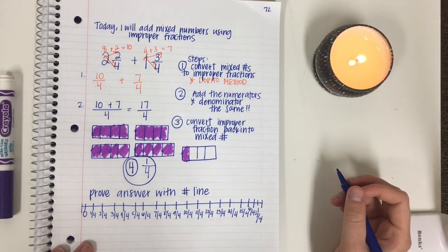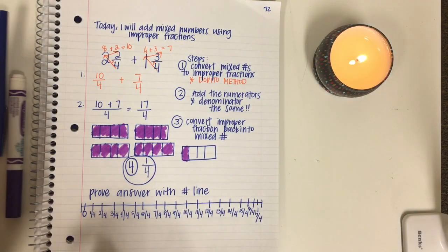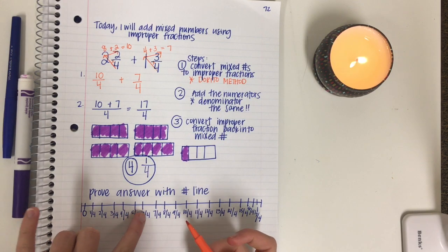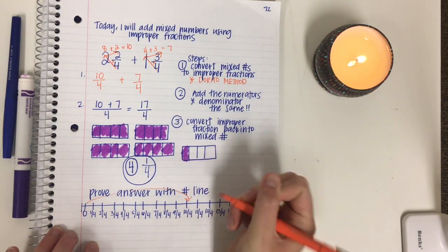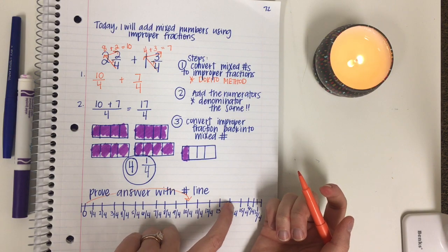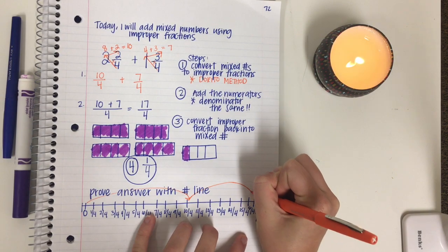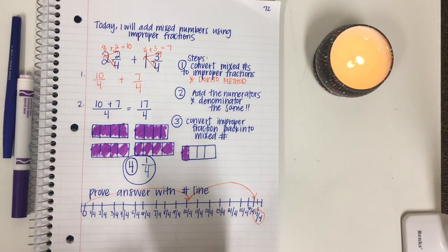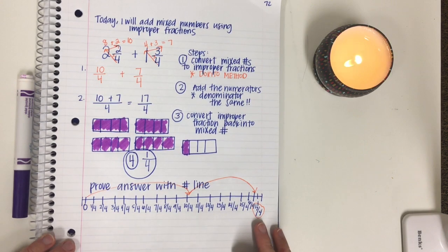Okay, I made it. Okay, so now we need to add up. So the first number I have is 10/4. So I have to go 1, 2, 3, 4, 5, 6, 7, 8, 9, 10. That's my first jump. Okay, second jump is 7. So 1, 2, 3, 4, 5, 6, 7, making 17 fourths. Okay. So did I prove my answer with a number line? Yes.